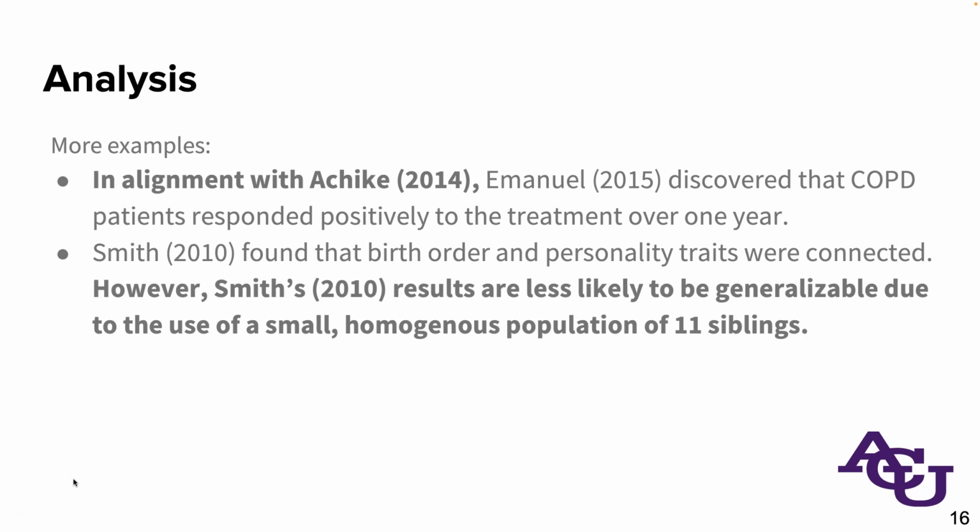Smith 2010 found that birth order and personality traits were connected. However, Smith's 2010 results are less likely to be generalizable due to the use of a small, homogeneous population of 11 siblings. Now, I don't know about you. I actually am from a family of 11 siblings, but I don't think that we're very typical in today's place and age in the United States.